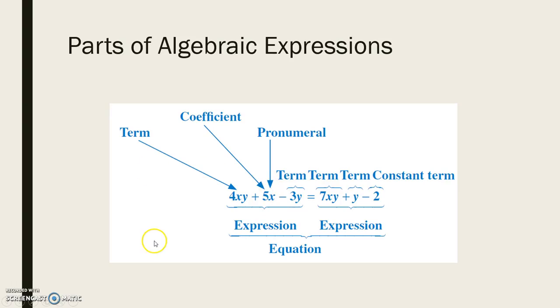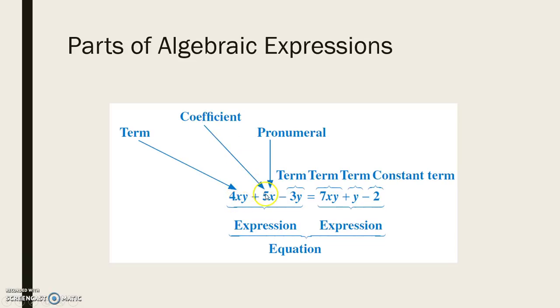This is a diagram from your textbook. What it shows you is the different parts and how they all fit together. So to start off with, we have what we call a term. A term is a collection of digits, numbers, and algebraic components, which we call pronumerals. When they're next to each other like that, it means multiply.